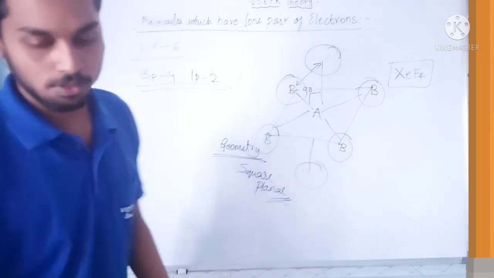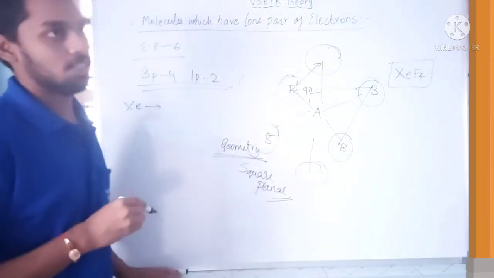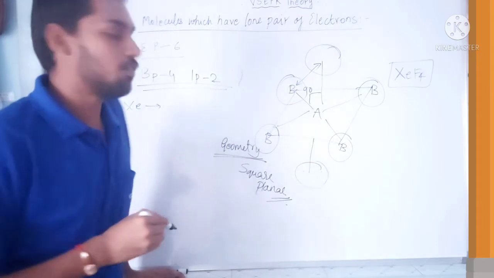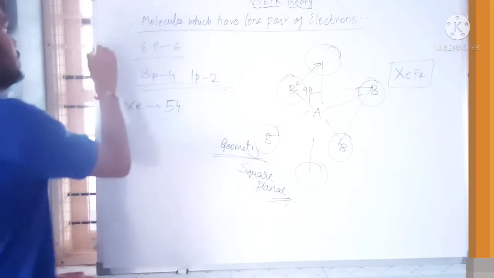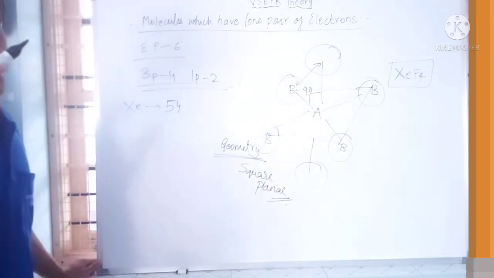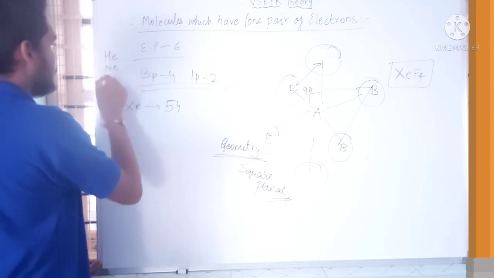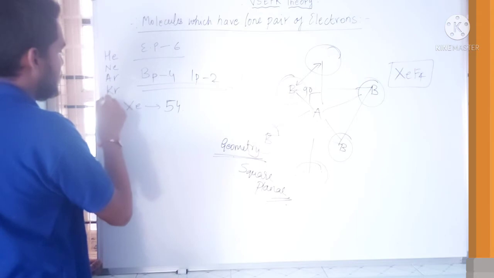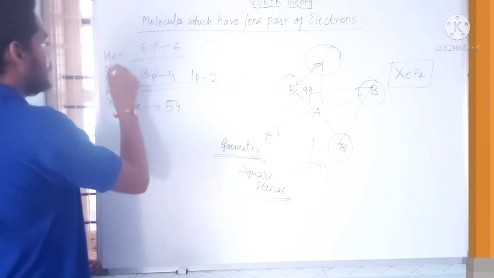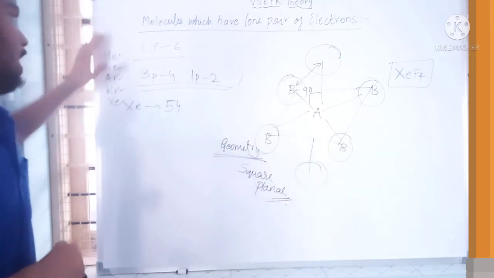So let me tell you how I wrote xenon fluoride. See the electronic configuration. The number of electrons in xenon is 54, right? So how I remembered is, let me just write the noble gas atoms. It's helium, neon, argon, then I have krypton, and I have xenon. This is 2, 10, 18, 36, 54. This is how the noble gases come.